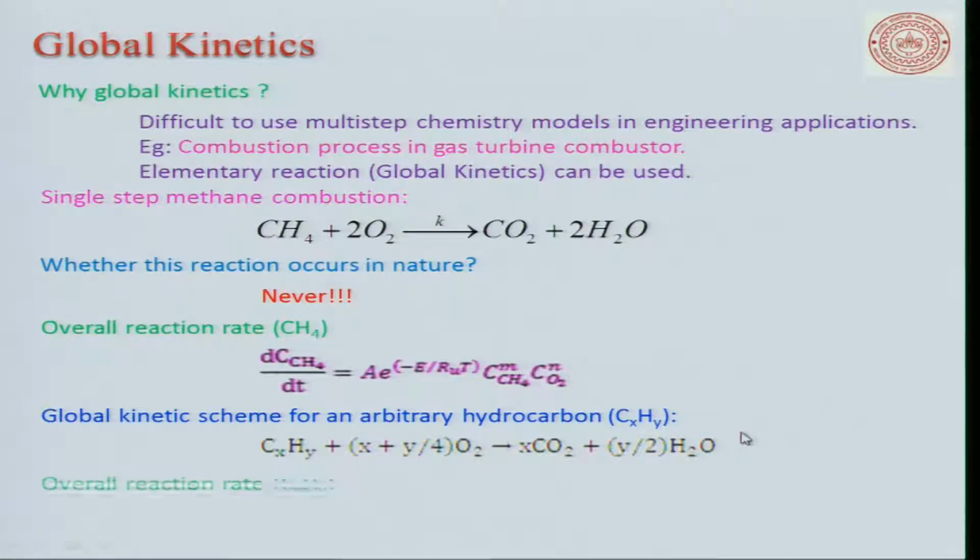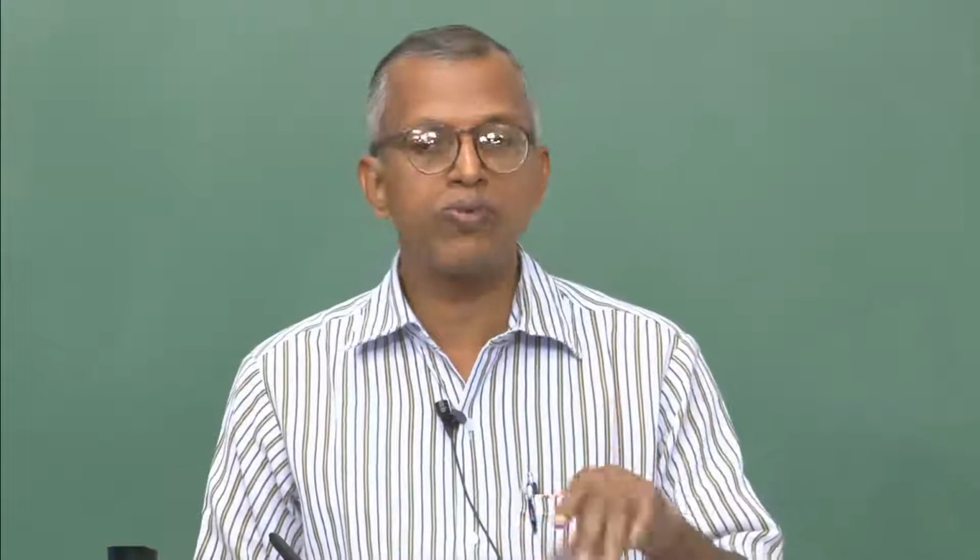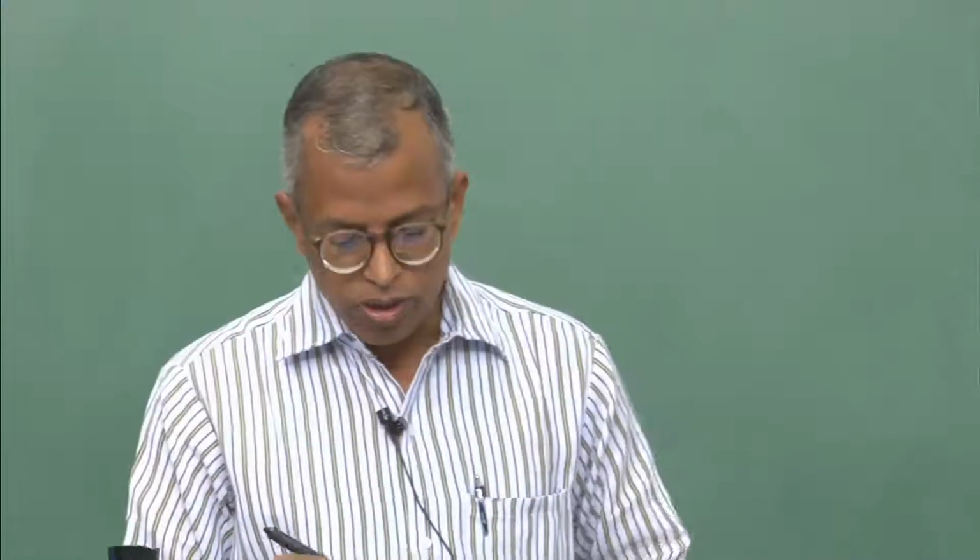For that reaction you can write down basically d[CxHy]/dt equals minus A e to the power minus E by R_u T, times [CxHy] to the power m and [O2] to the power n. Of course, these values m, n and E must be known to you to use it. I am not going to discuss those values, they are there in my book, so you can use them.